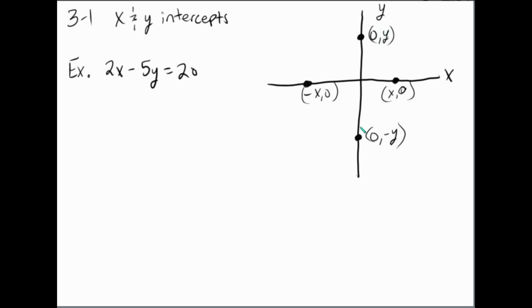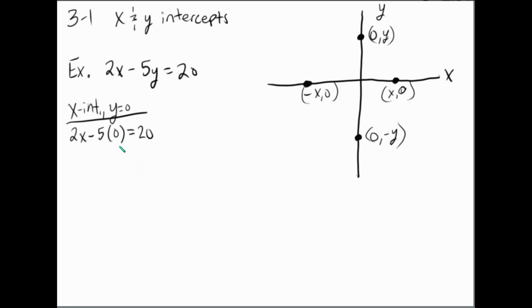I'm going to use this information to help me calculate my x and y-intercept within this equation. If I want to find my x-intercept for this equation, I have to replace the y value with 0. So I'm going to take my equation and substitute y for 0. So 2x minus 5 times 0 equals 20.